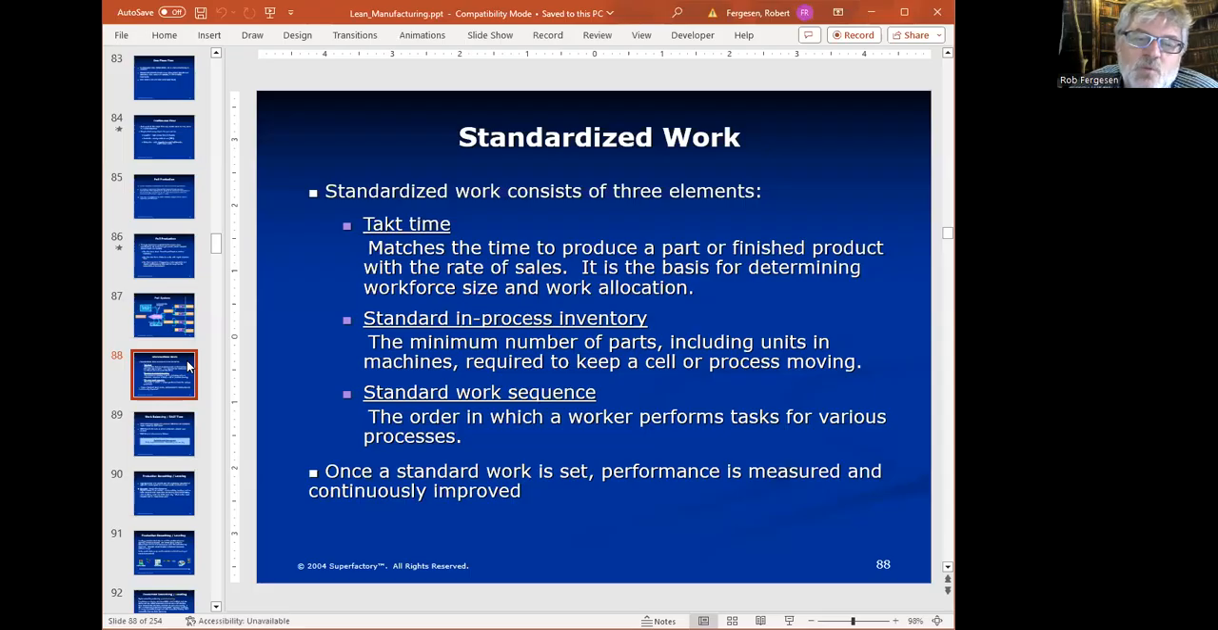We want to standardize the work with standard in-process inventory, and we want a standard work sequence. That's going to be critical even for our work cells, because we want to have that work cell be consistent and each operator trained to support that work cell in exactly the same way. But why would you have a robot? Because the robot also is going to be absolutely consistent. It's going to do it the same exact way each time.